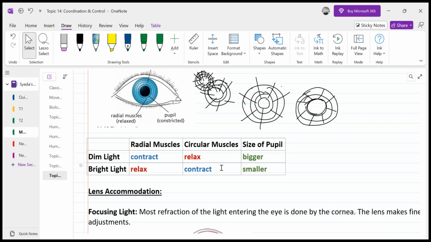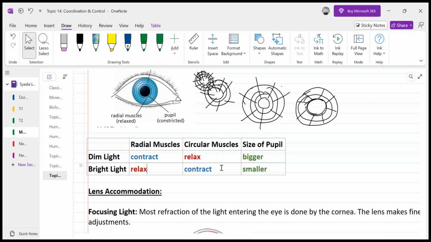Okay? Is there any question regarding this pupil reflex you may ask? Or have all of you understood? Yes, please. Yes, I'm waiting for your question.